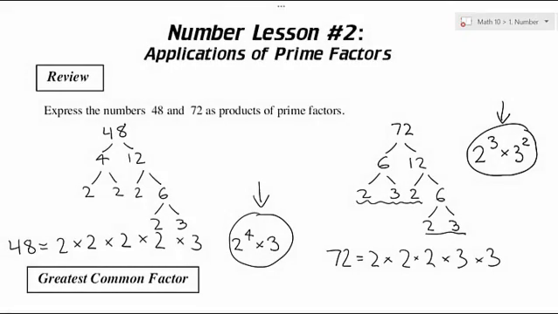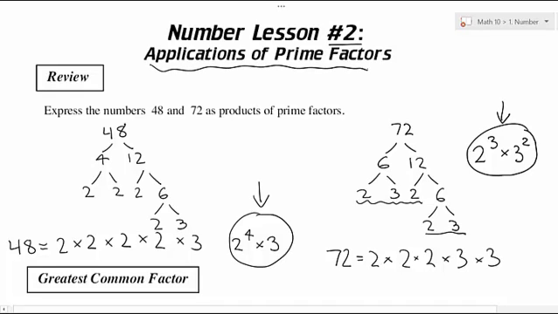Let me show you. Hi class, it's Mr. Robinson here, and we're going to be talking about how to find the greatest common factor and how to find the lowest common multiple. And we're going to use prime factorization to do it. We've got number lesson number 2, and we're going to call this applications of prime factors.